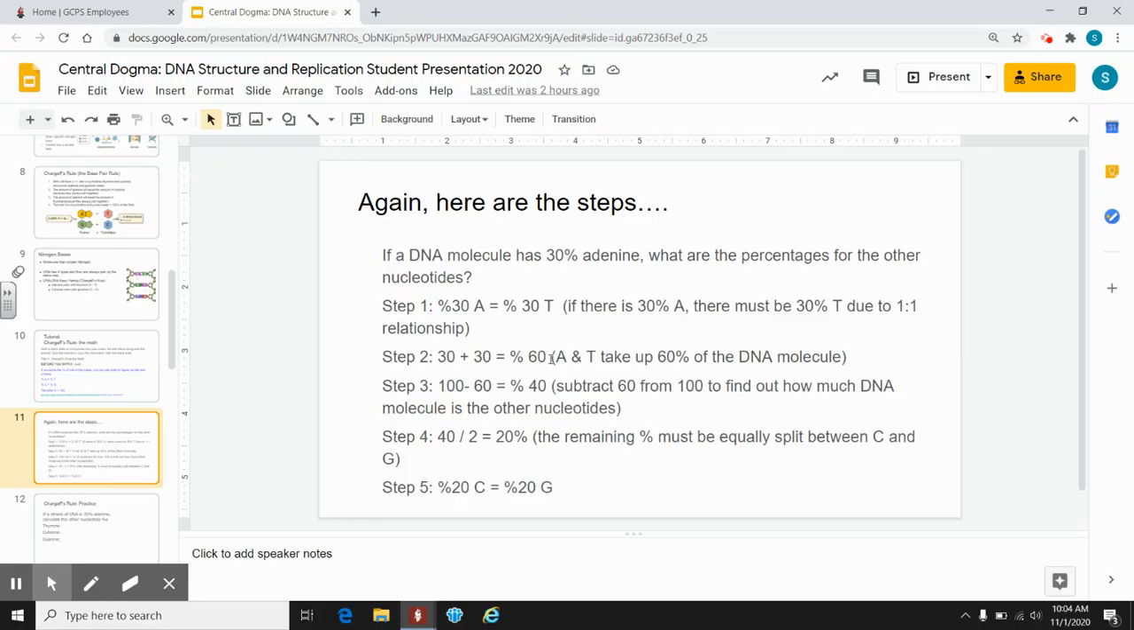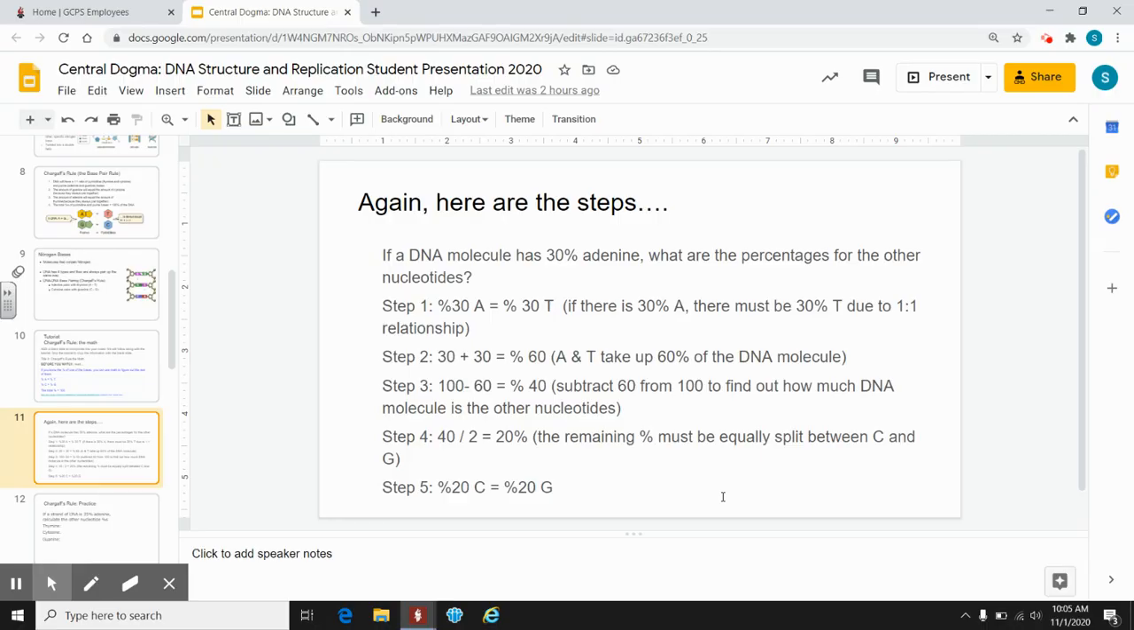So how much of the DNA molecule do we have left to figure out? 100 minus 60 is 40%. So we know that 40% of the molecule is taken up by both cytosine and guanine. So you have to split it evenly between the two of them, and you get 20% for each. And then you can just do your math. 20 plus 20 plus 30 plus 30 equals 100. You're good to go. All right. So that's basically Chargaff's rule in a nutshell.